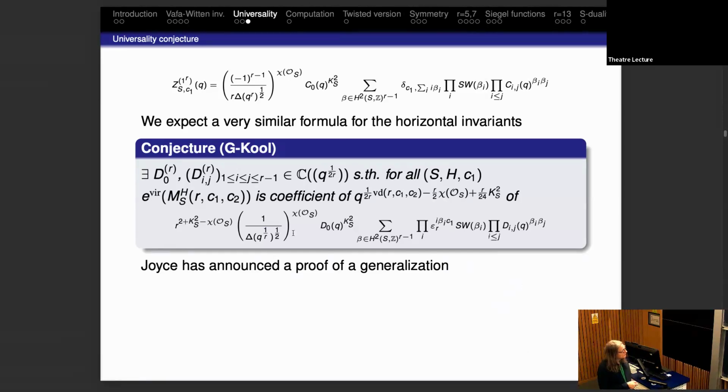We have here the same term delta, only q to the R becomes q to the 1 over R. Then we have the same kind of functions. We call them D instead of C. And we have again the Vafa-Witten invariants in the same way. The formula has the same structure, except that instead of summing over the delta, we instead sum over the product of these R-th roots of unity to the corresponding power.